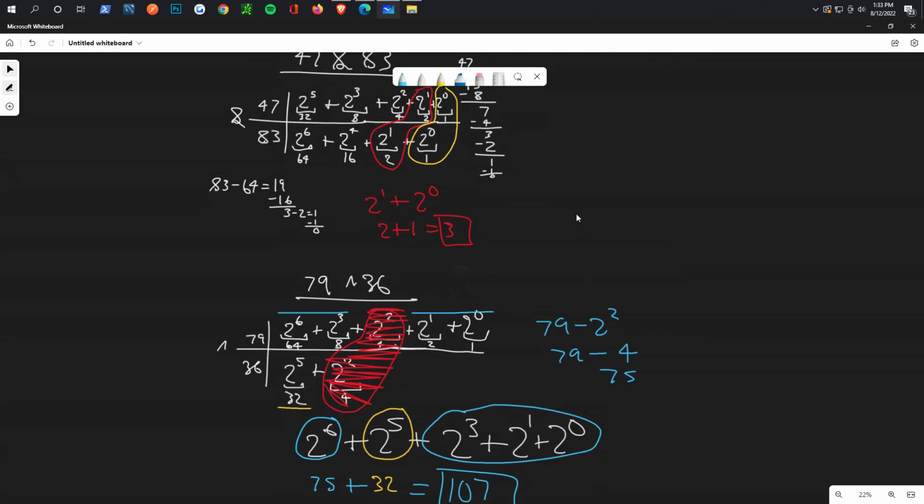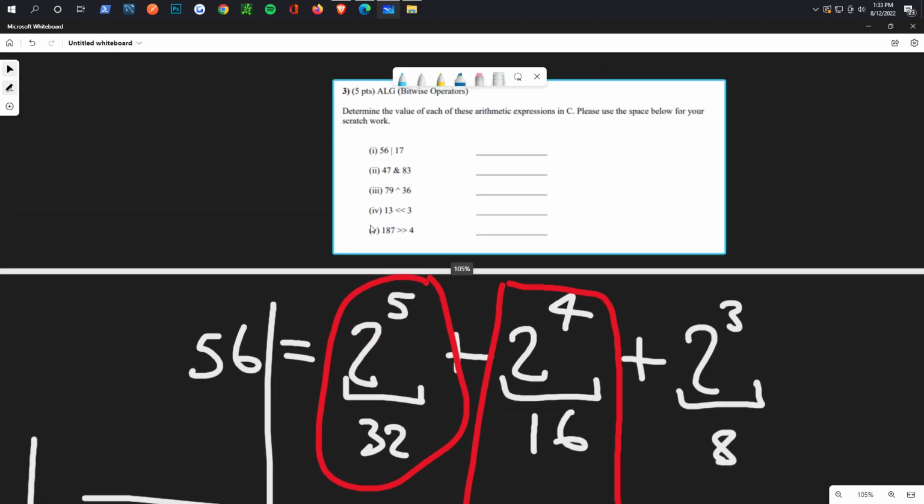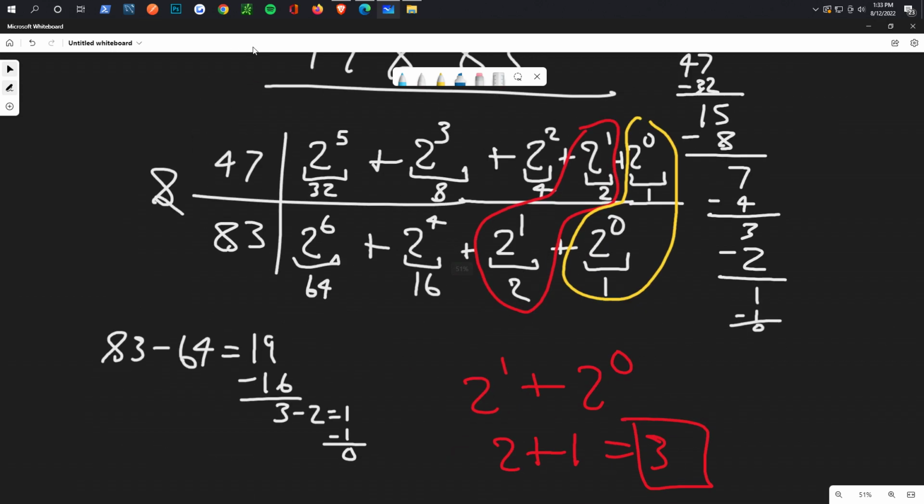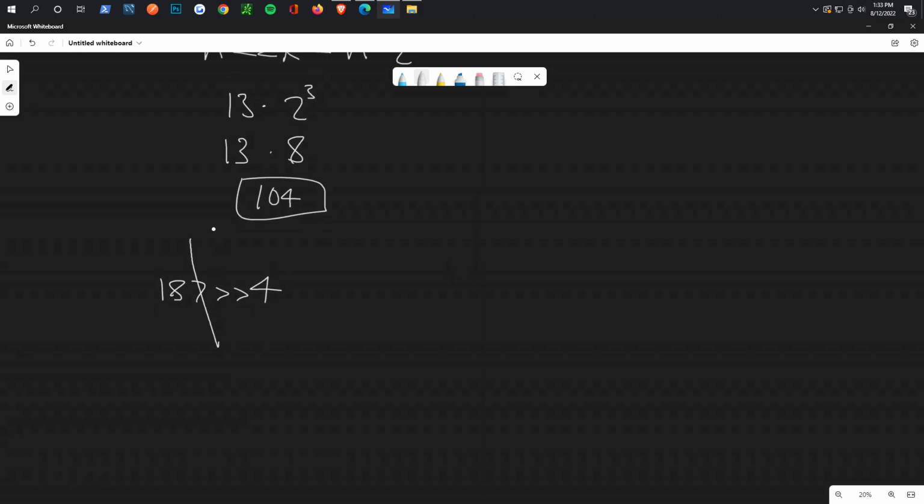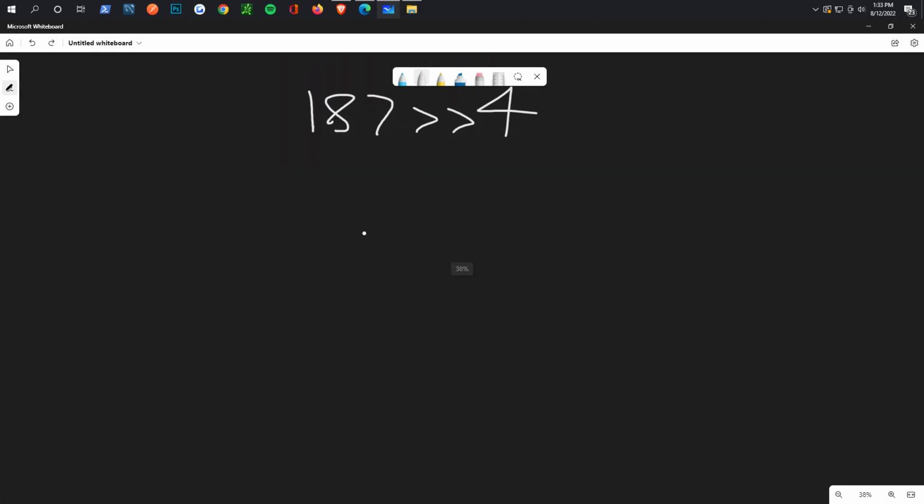And as for the last one, we're doing a right shift. So 187 shift right 4 times. Now this one typically is a little harder to calculate because people end up calculating the bitwise and then shifting it down, but I'll show you an easier way. Just like the left shift, there's a way to look at it: n right shift k is equivalent to n divided by 2 to the k.